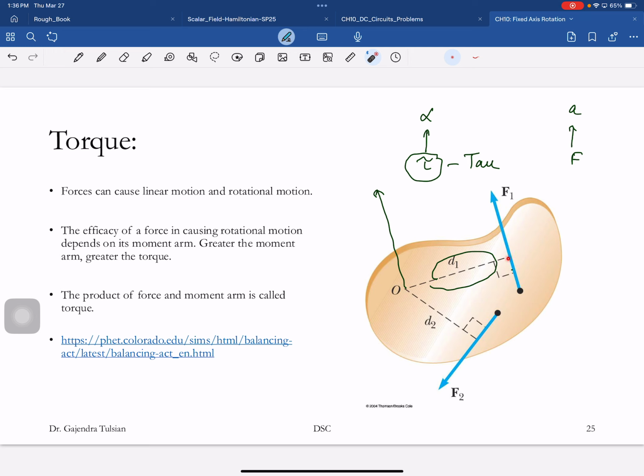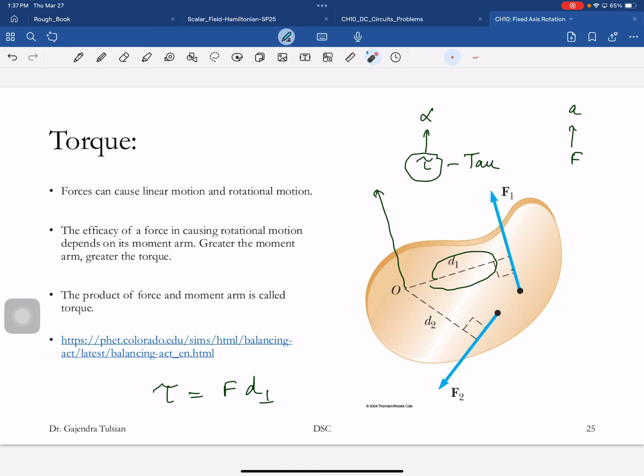That's the moment arm. The moment arm is the perpendicular distance of the line of the force from the axis of rotation. Okay? Greater the moment arm, greater the torque. The product of force and moment arm is called the torque. Okay, so torque is the product of force and the moment arm. And so for a given force, the greater the moment arm, greater the torque.